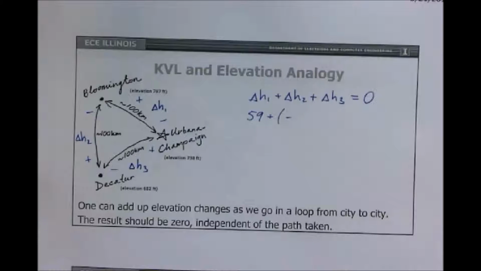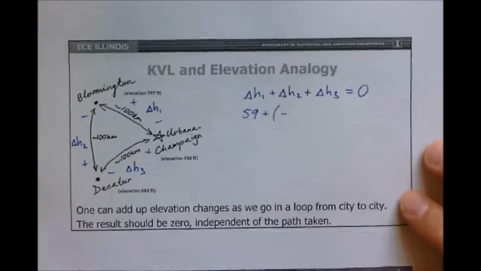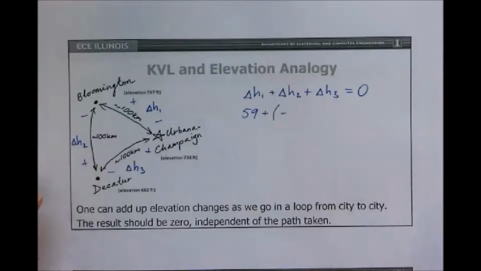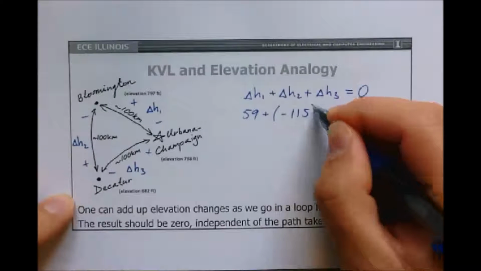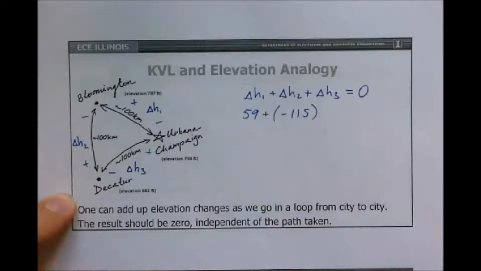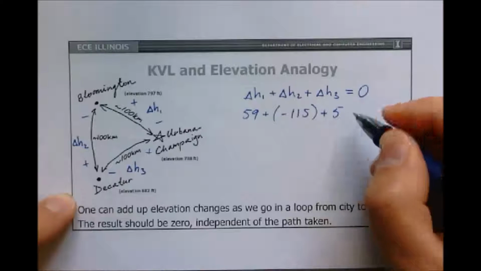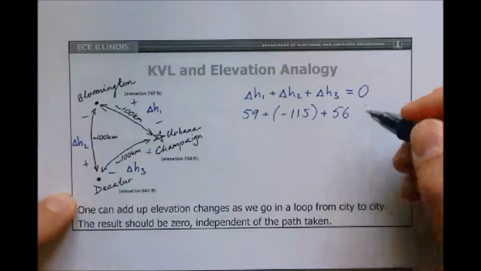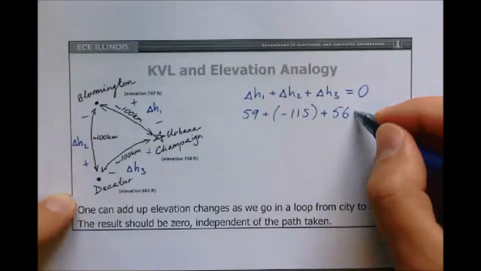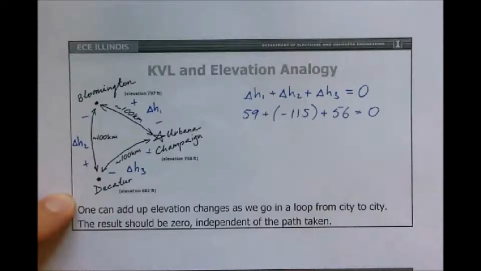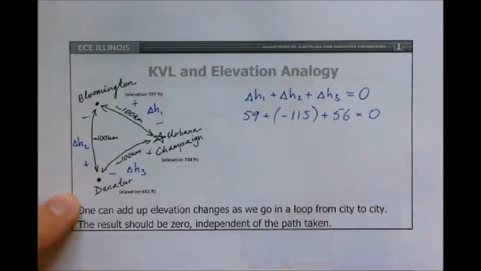And then we'll add the height rise from Bloomington to Decatur. But notice that it's actually a drop when you look at it, so it's going to be a negative number. The height rise is a negative number, and it's the same thing as a height drop. That height drop is 115 feet, or we can call it a height rise of negative 115 feet. And then from Decatur to Champaign, there is another elevation rise of 56 feet. So 59 feet plus negative 115 feet plus 56 adds up to 0.